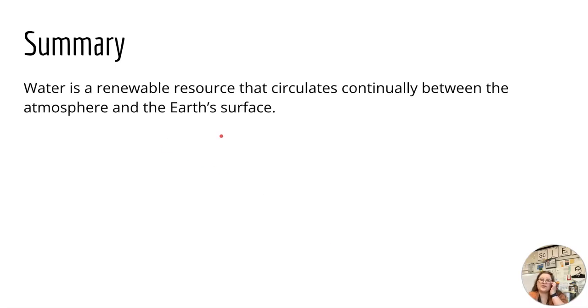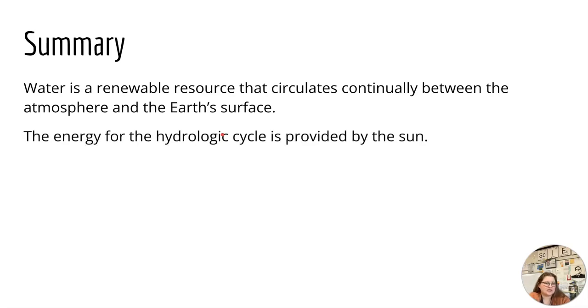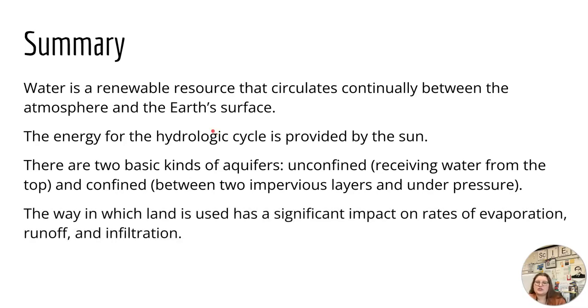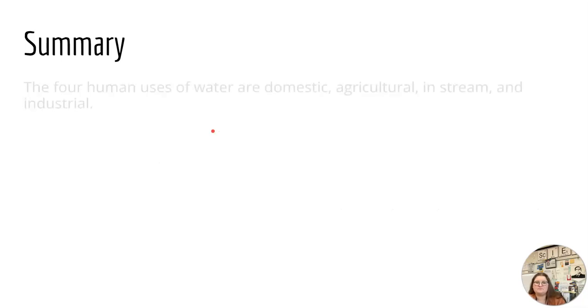So water is a renewable resource that circulates continually between the atmosphere and the Earth's surface. That's the water cycle. The energy for the hydrologic cycle is provided by the sun. There are two basic kinds of aquifers: unconfined, which receives water from the top, and confined, which is between two impervious layers and it's under pressure. The way in which land is used has significant impact on rates of evaporation, runoff, and infiltration.